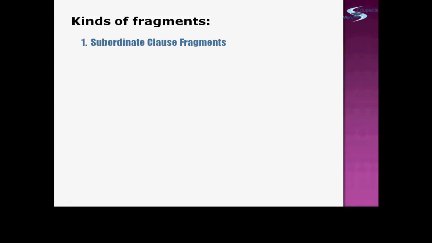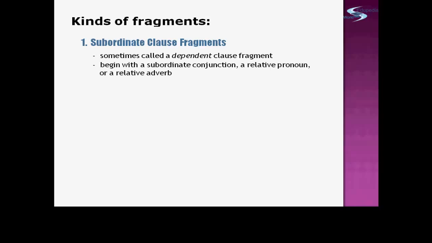Subordinate clause fragment. A subordinate clause fragment, sometimes called a dependent clause fragment, will begin with a subordinate conjunction, a relative pronoun, or a relative adverb. You will also find a subject and a verb. Unfortunately, this combination of words will not express a complete thought by itself. So let us have an example.